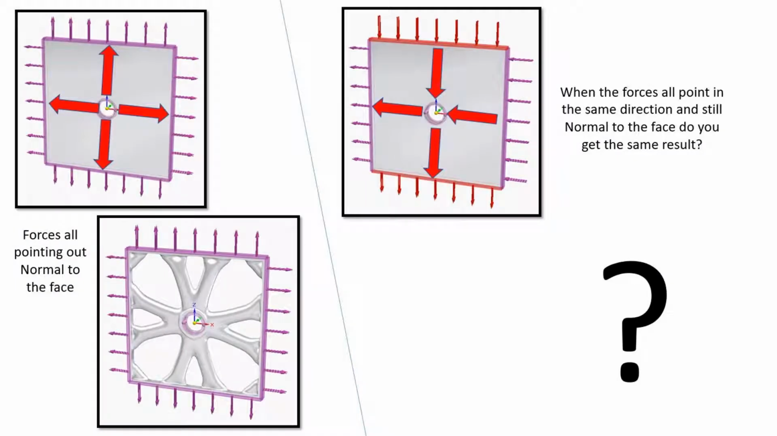Now, in our last example, the forces are all pointing out normal to the face, and this is the result we get. Uniform, symmetric, equal all around. What happens if we reverse these arrows on the top and the side? They're still all normal, but they're facing in the same direction. Do we get the same result or something similar?